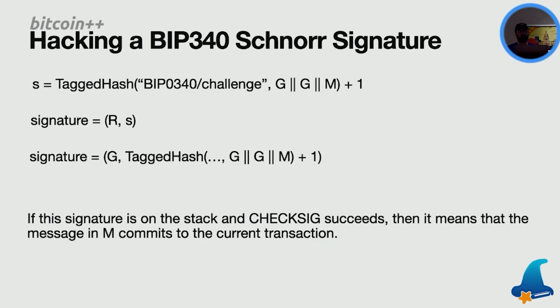So what you can do with this is if you can build this signature on the stack, or get this signature on the stack somehow, and then call checksig, then if that checksig succeeds, it means that the message inside of that signature matches what's actually in the transaction. The values that you committed to in that message field must match the values of this transaction that we're inside of, otherwise checksig would fail. So this is how we actually do covenants with CAT.